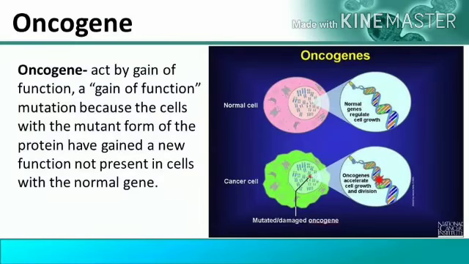Oncogene is a gain of function mutation because the cells with the mutant form of the protein have gained a new function, not present in cells with the normal gene. Oncogene is dominant, as activation of one allele is sufficient.